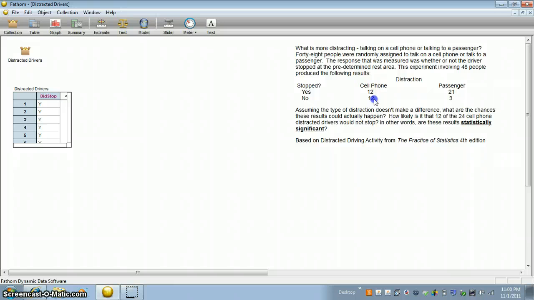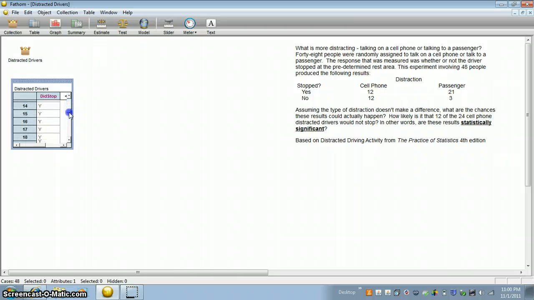12 of the cell phone drivers did not stop at the predetermined rest area, whereas 3 of the passenger distracted drivers did not stop. So the question is, assuming the type of distraction doesn't make a difference, what are the chances these results could actually happen? Is it likely that we could actually get 12 people not stopping? In other words, are these results statistically significant? To help us answer this question, we're going to take a look at a demonstration here in Fathom.